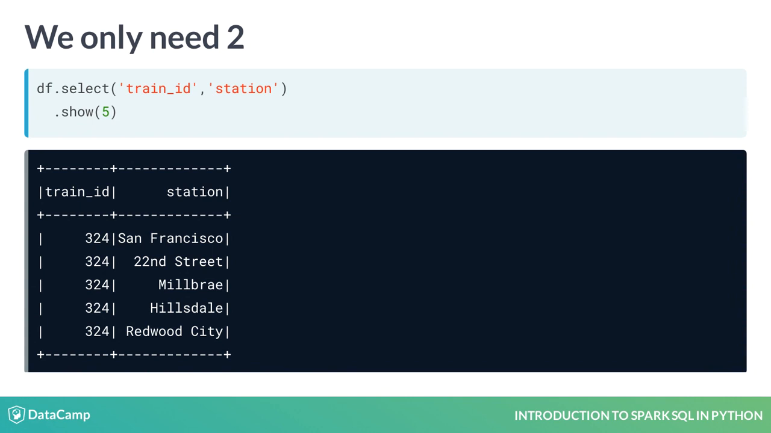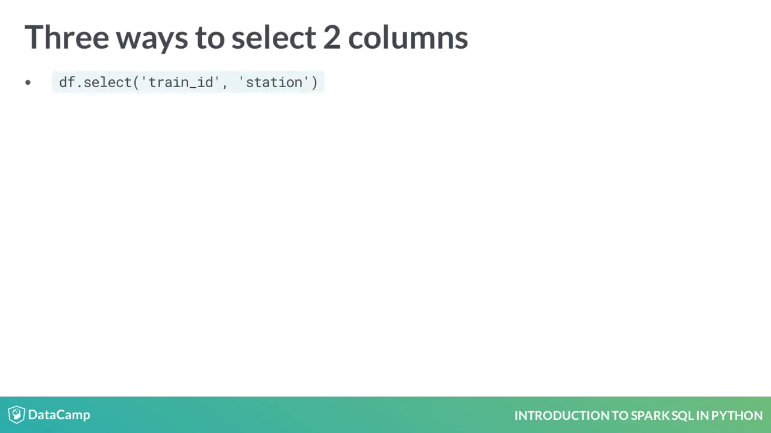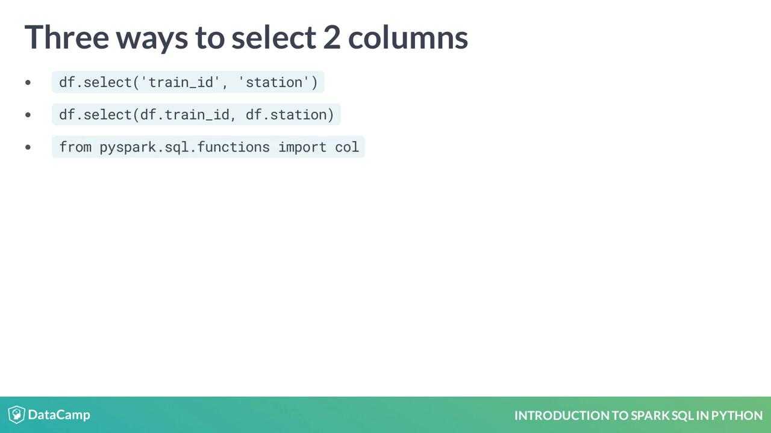We could do this. Printed again here is how we obtained the result in the previous slide. See that the column train ID is a string given in quotes. We can also do the following, using dot notation. This time the column is given as df.train_id. We can also import this column function, which allows us to do the following. This time the column is given as an argument to this new operator.